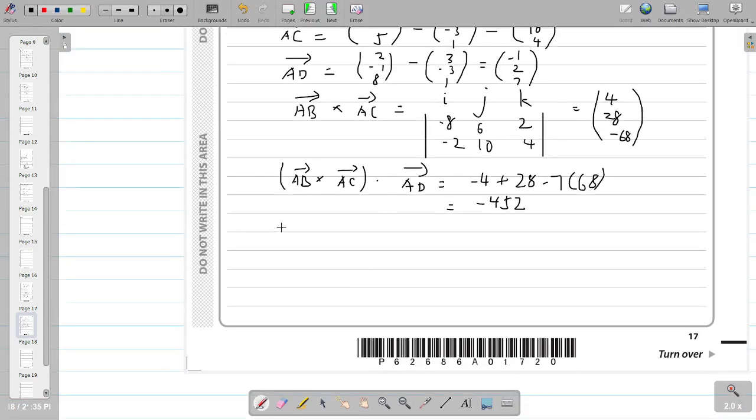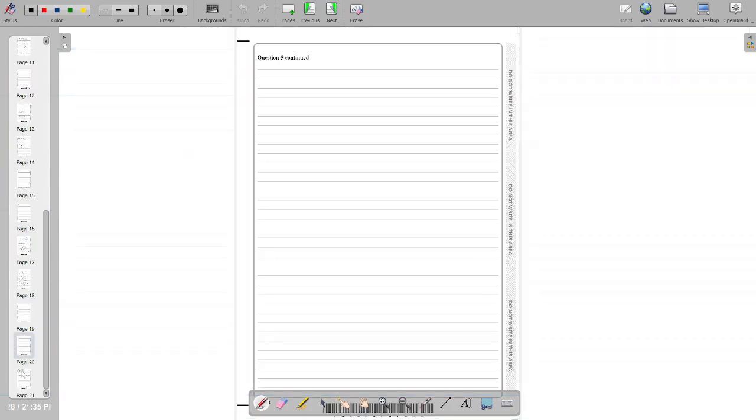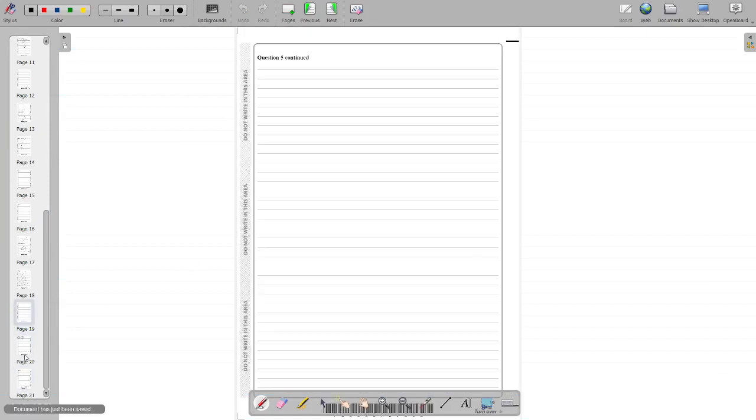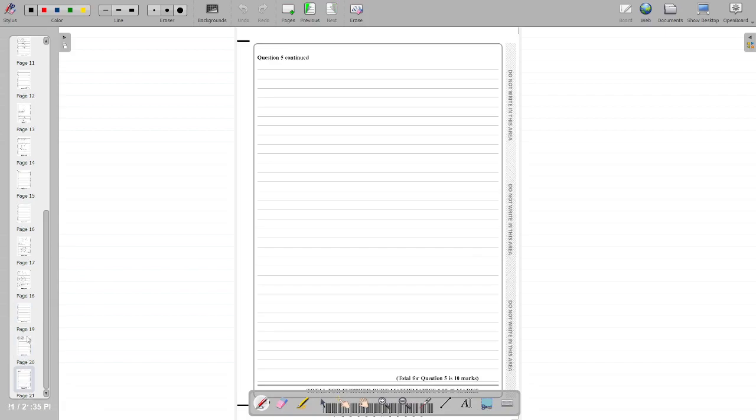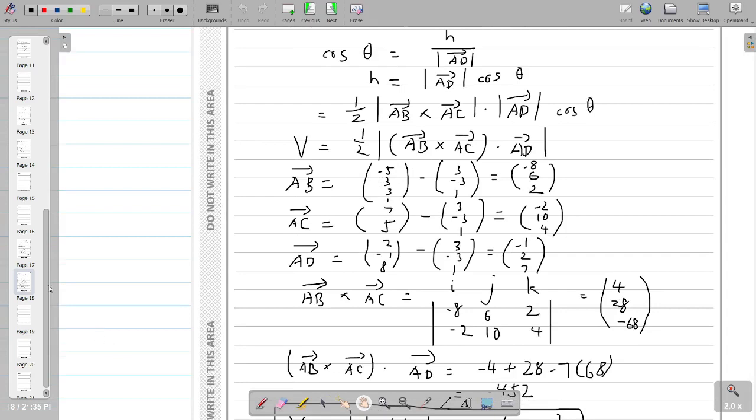So the volume is just going to be equal to half times the magnitude of negative 452, which is 226 centimeters cubed. That is the volume of this giant shape. All right, and I'm assuming the last 2 pages are just additional space. Yep, it's just additional space. So we have 3 pages of additional space. Okay, so that is the last part of question 5.